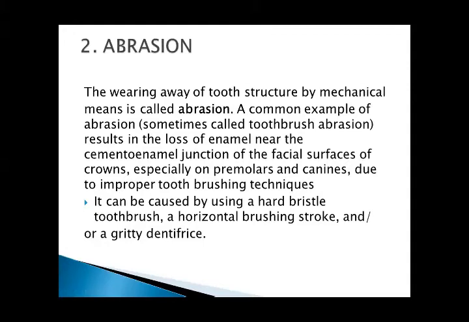Second is the abrasion. Wearing away of structure by mechanical means is called abrasion. A common example of abrasion, sometimes called toothbrush abrasion, results in the loss of enamel near the cemento-enamel junction of the facial surfaces of crowns, especially on premolars and canines, due to improper toothbrushing techniques. It can be caused by using a hard bristle toothbrush, a horizontal brushing stroke, and a gritty dental floss.